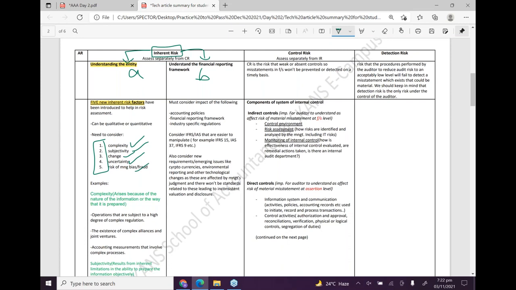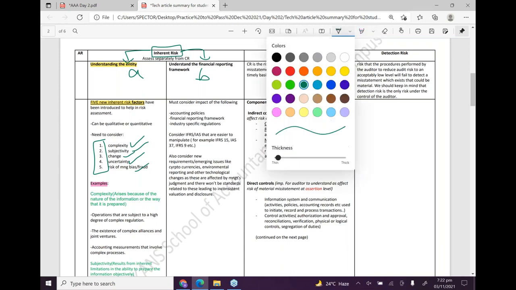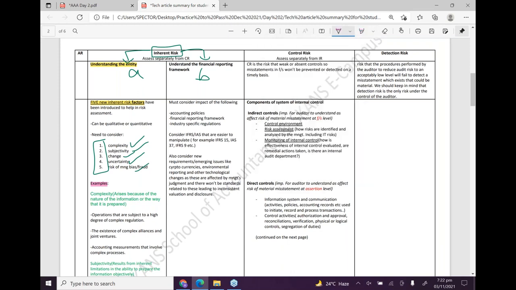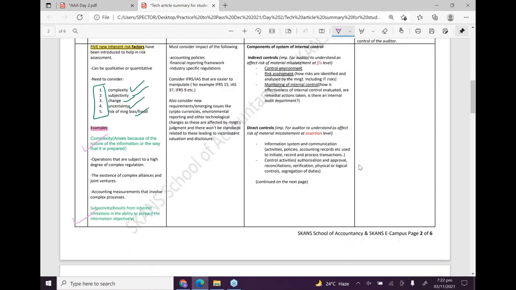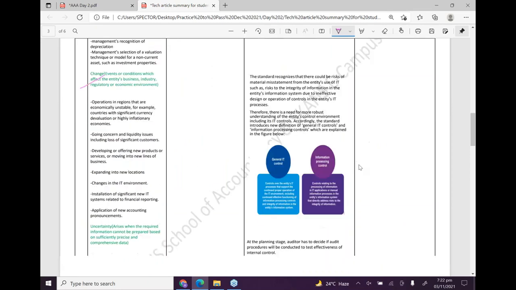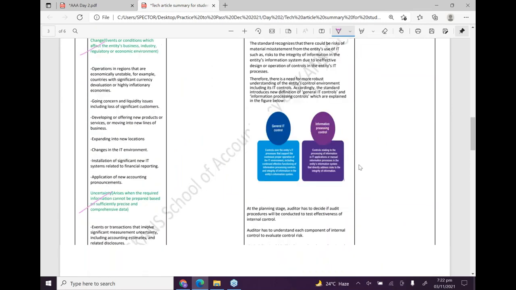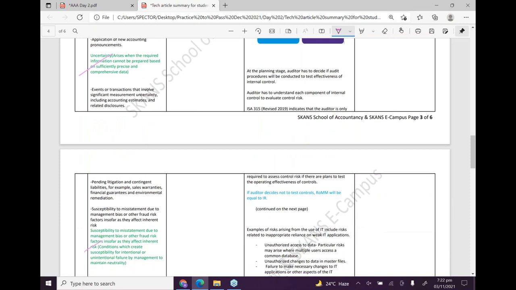So in SOFP and P&L items, you're going to look for these factors in each account balance and class of transaction. I've explained this with examples to you over here. So when you're reading this, I've given an example of areas which are complex, areas which include subjectivity, and areas of change and uncertainty and chances of fraud and error, manipulation.